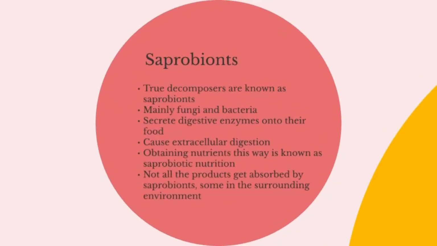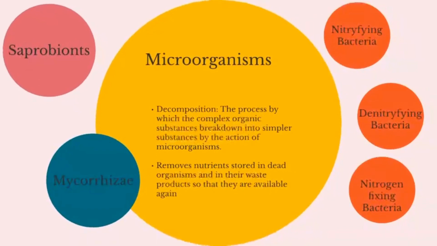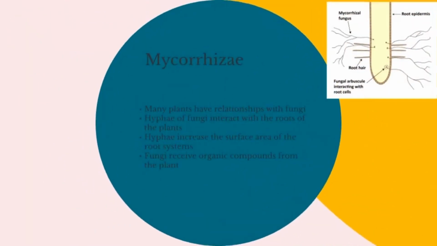The next microorganism that we are going to talk about are mycorrhiza. So the fungi have a special relationship with plants, and the hyphae of the fungi, which are the long finger-like projections, so they're almost like hairs, they can interact with the root of the plant, and this allows the surface area of the root system of the plant to be greatly increased, and this helps the root to take up more water and nutrients from its environment. So this is a mutually beneficial relationship because the fungi receive organic compounds from the plant such as carbohydrates, etc., and the plant receives more nutrients and water from its surroundings. So this is called mycorrhizae.